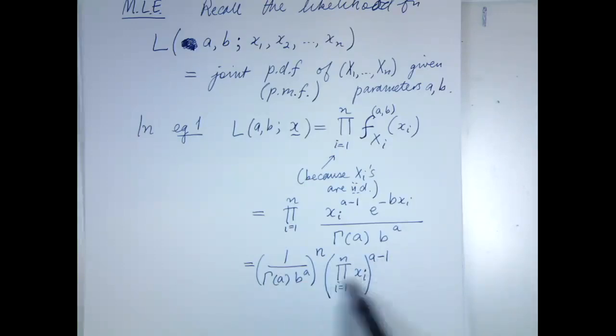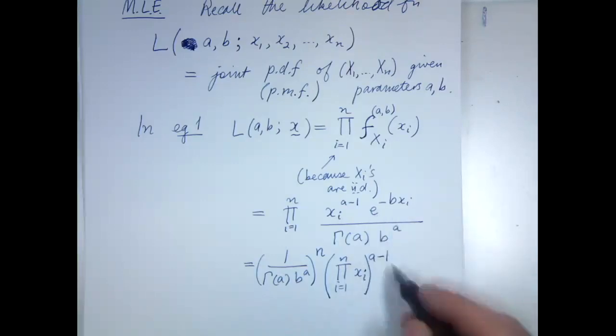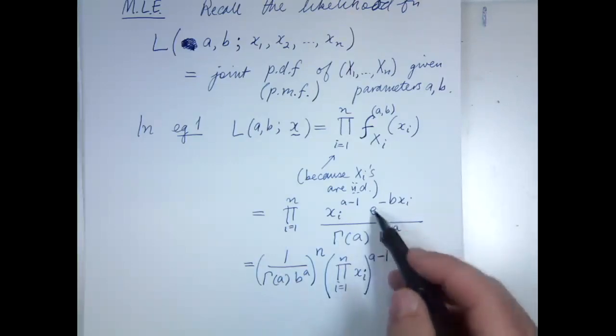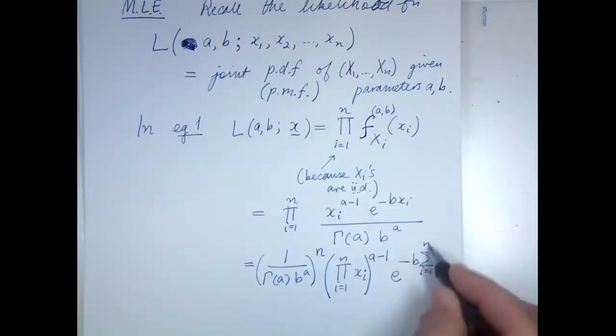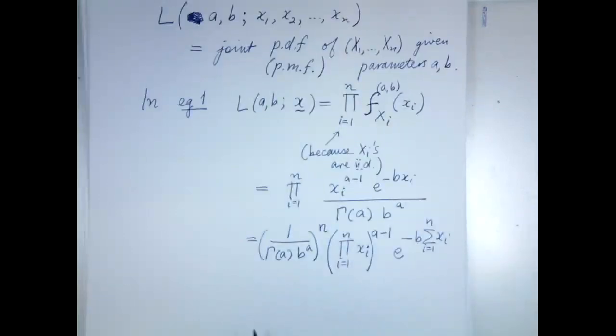This will be a bit simpler because I'm going to differentiate with respect to a. So just make whatever simplifications you can. And similarly, when I'm taking the product of e to a whole lot of different exponents, I add the exponents. So e to the power minus b, sum i equals 1 to n of xi. So that's a nice function of two variables.